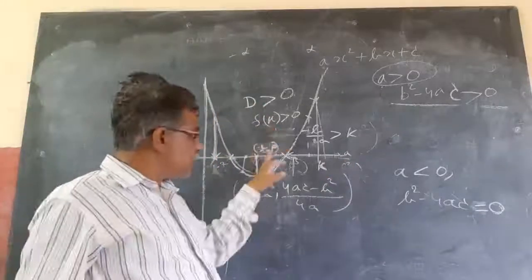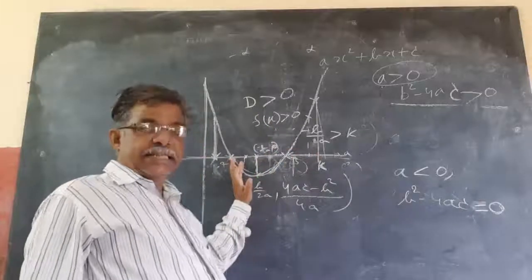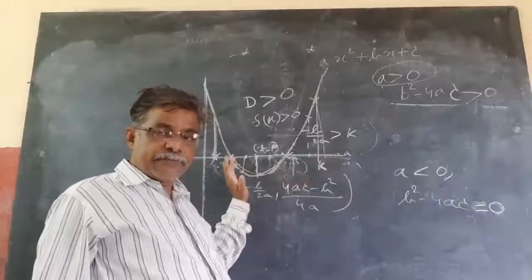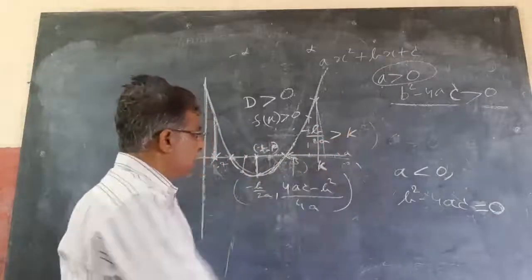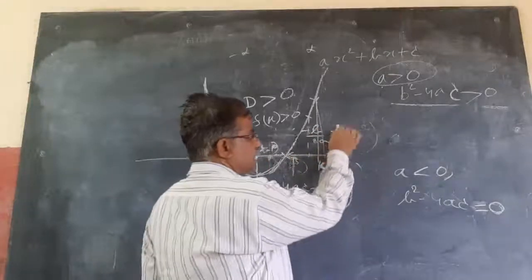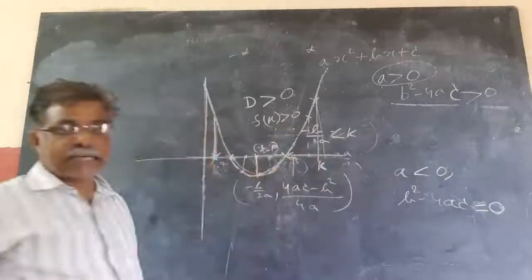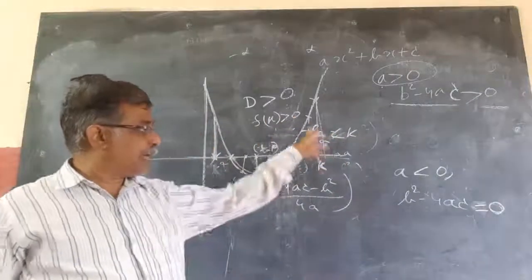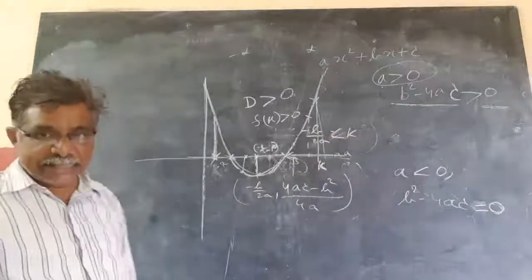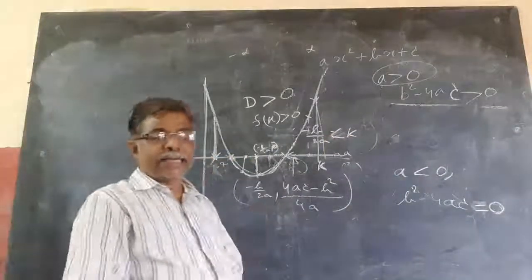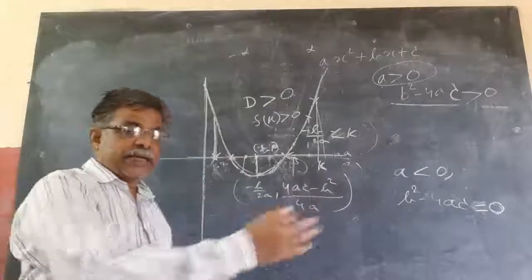The only difference is that minus b by 2a is less than k, on the left side of k. If it is on this side, it is less than k; if it is on this side, it is more than k. Depending on the relation between minus b by 2a and k, we can say whether both the roots are exceeding k or k is exceeding both the roots.